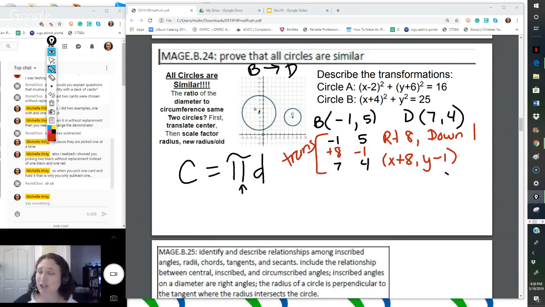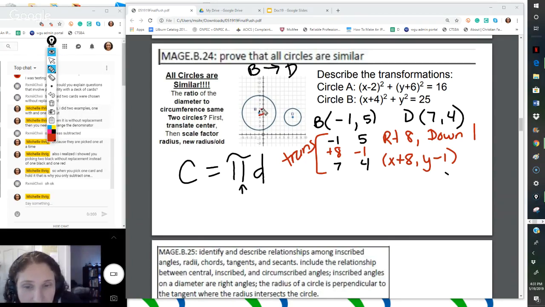But translations deal with congruence. It doesn't deal with similarity. What deals with similarity is dilations. So remember, 2 things happen. Because the formula for circumference is pi d, we know that the ratio of the diameter to the circumference is the same because of that constant pi. So we've moved the circles. Now we need to shrink or get them larger. B is bigger, D is smaller. So I know my dilation scale factor is going to be less than 1.